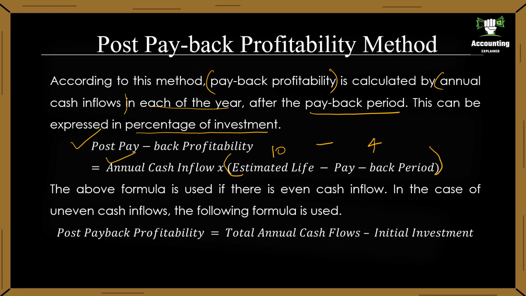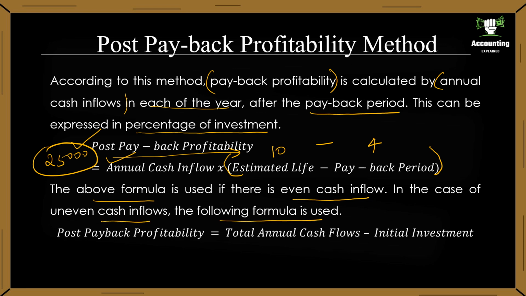The above formula is used if there is even cash inflow. For example, if you are going to earn 25,000 rupees annually every year for 10 years, that is called even cash flow. In the case of uneven cash flow, the following formula is used.